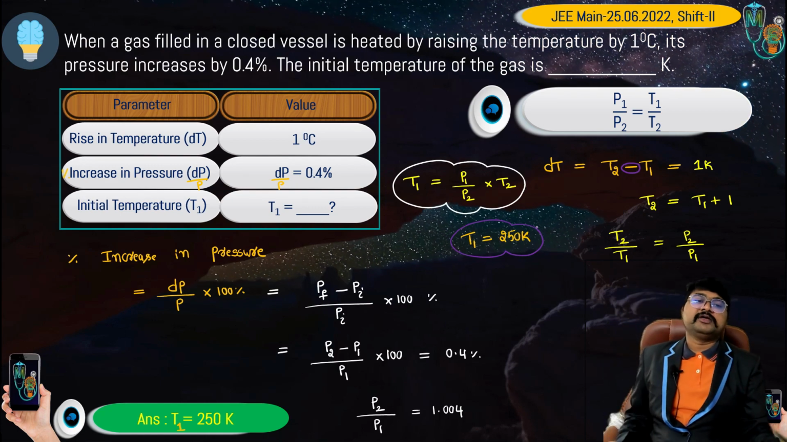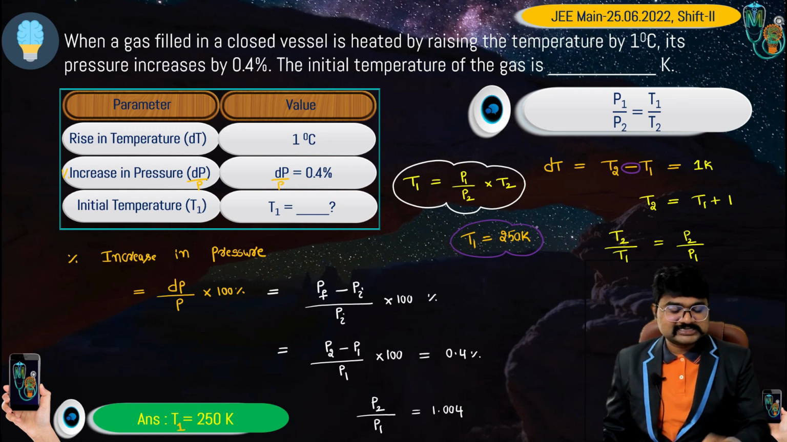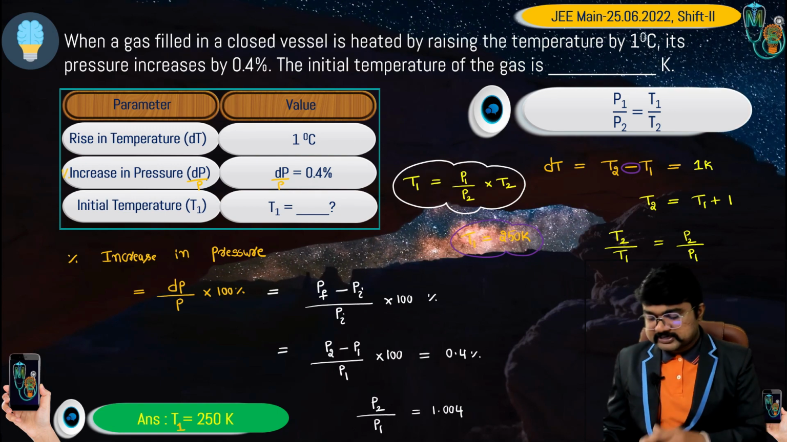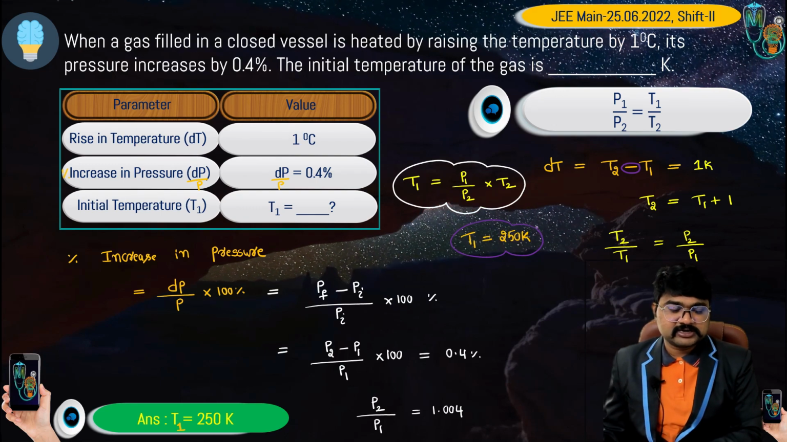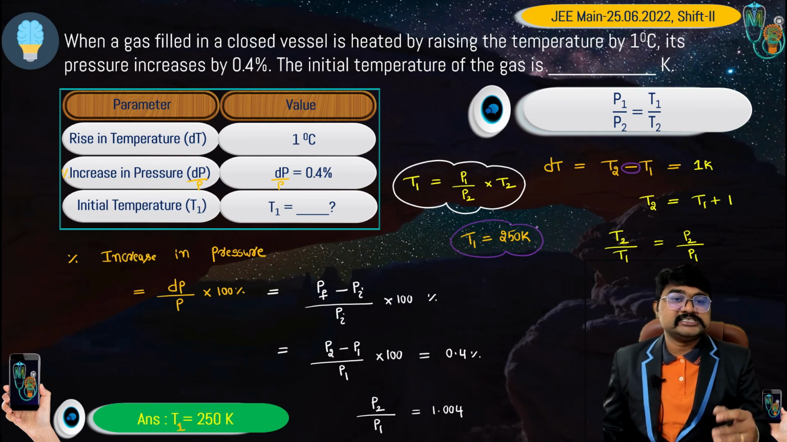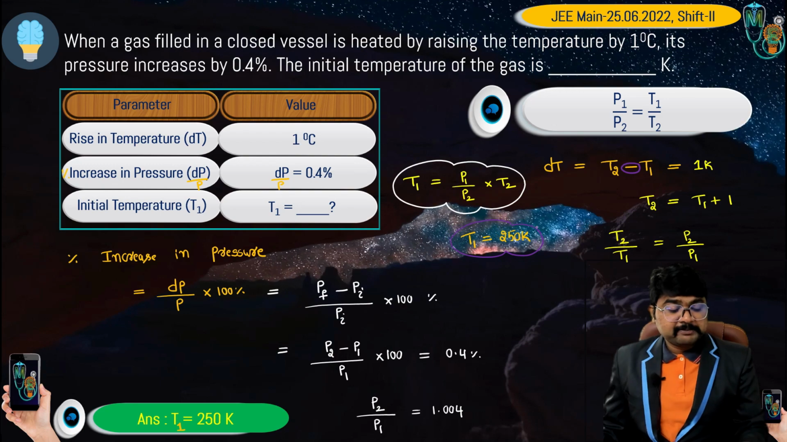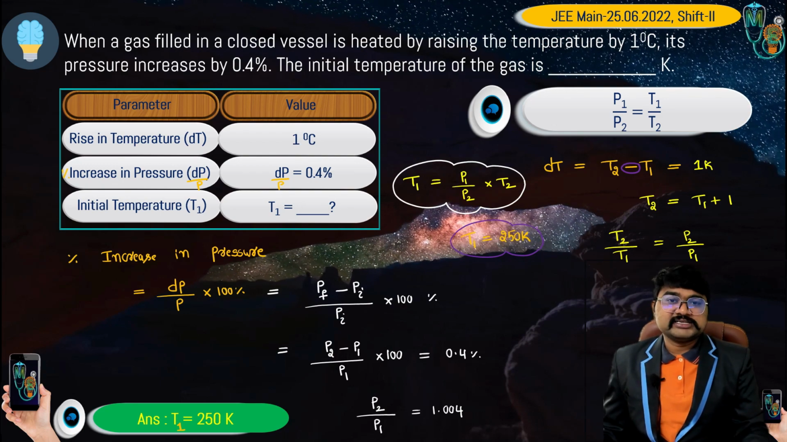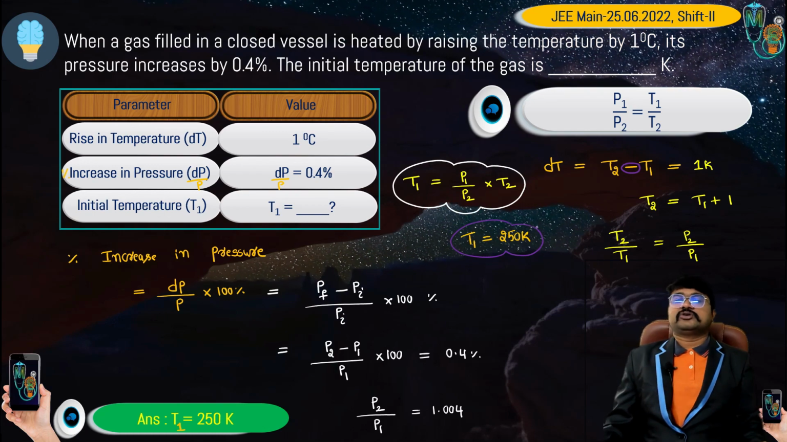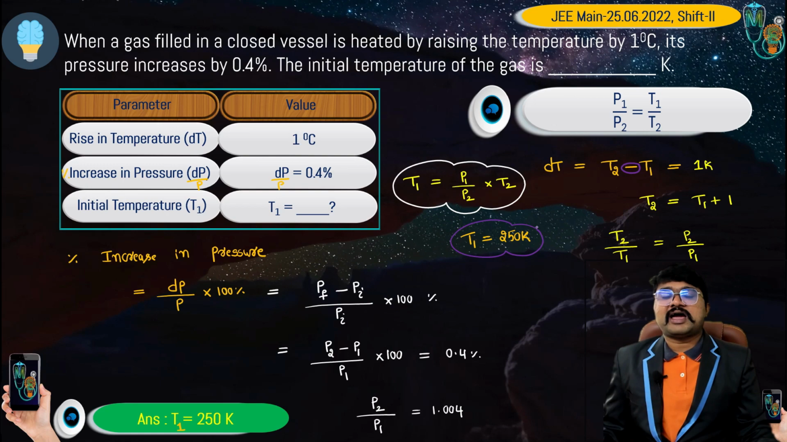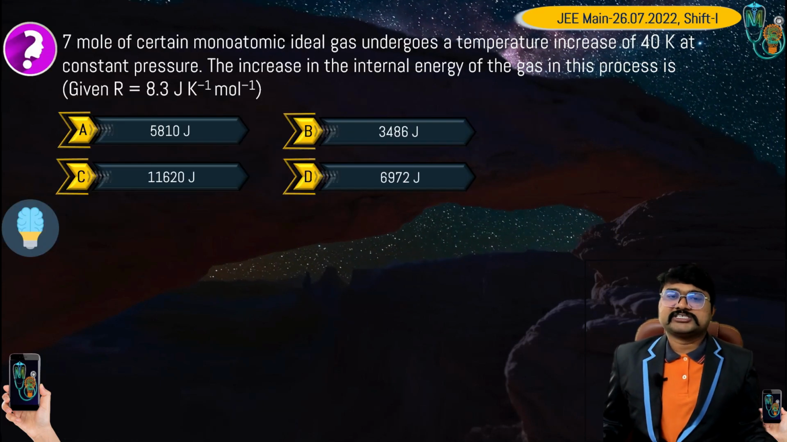This is a NAT type question given in JEE Mains 2022 Shift 2. You need to understand these two things: what is the meaning of percentage increase in pressure, and what is the meaning of change in temperature or rise in temperature. When a temperature difference is given, degree centigrade and Kelvin both are the same. This is the way to solve this problem. Now we can have a look at the next problem.